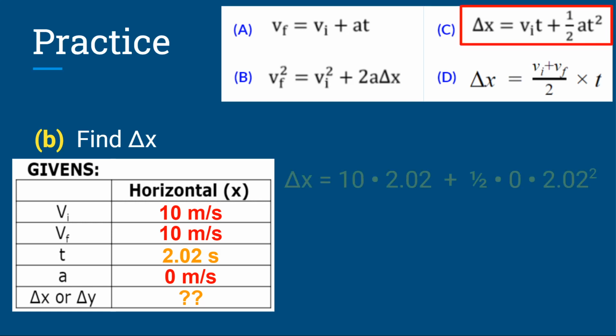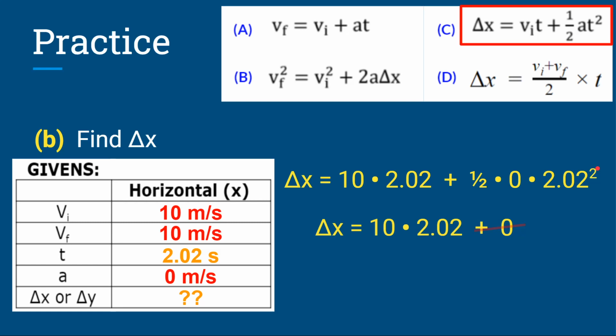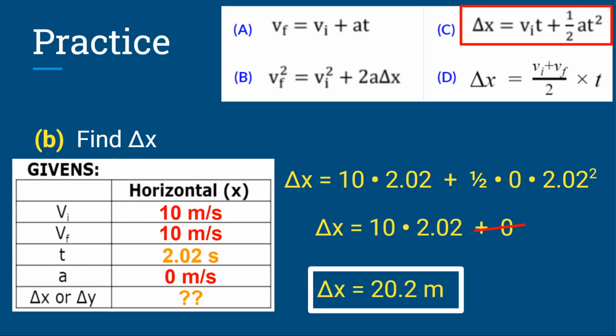I used equation C. Delta x equals, here's my initial velocity, 10, times my time, 2.02, plus all this goes to 0. Okay, so when your acceleration is 0, it just becomes delta x equals velocity times time. 10 times 2.02 is 20.2 meters, meaning that my range for this dodgeball, it will land 20.2 meters away from the point that it was launched, or the point that it left my foot.